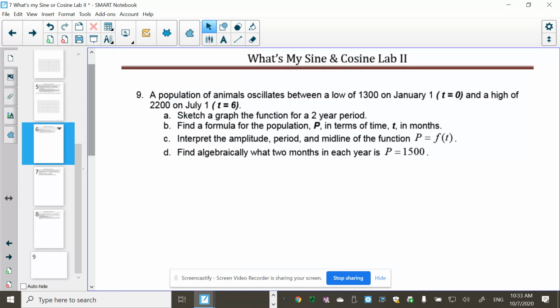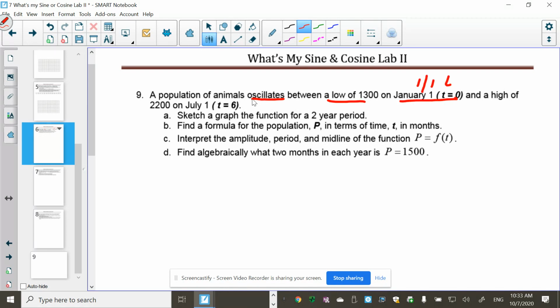All right. So I have a population of animals, and it oscillates between a low of 1,300 as of January 1st. This is when time is 0. And a high of 2,200, sorry, on July 1st. And we're going to let t equal 6 for that. So I'm just kind of looking at that. They said sketch a graph of the function for a 2-year period.